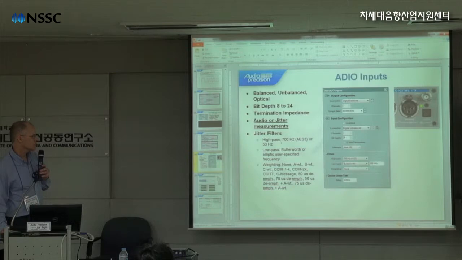There's a high pass of 700 hertz AES3 or 50 hertz. For low pass, there's Butterworth or elliptic at a user specified frequency. And then the weightings available are the standard weighting filters: none, A weight, B weight, C weight, CCIR 1K, CCIR 2K, and so on.